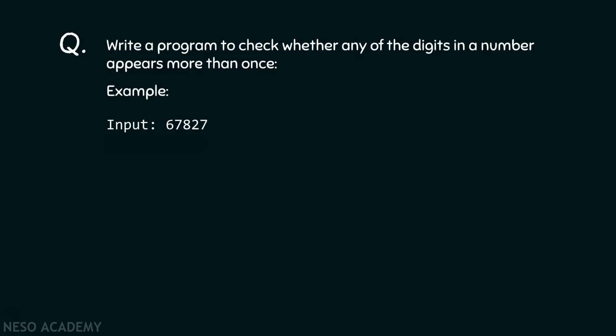We need to identify whether any of the digits in this number appears more than once or not. As we can clearly see, 7 appears more than once, therefore the output must be yes. I would encourage you to pause the video for a while and try to write a program to perform this task. I hope you're done. Okay.